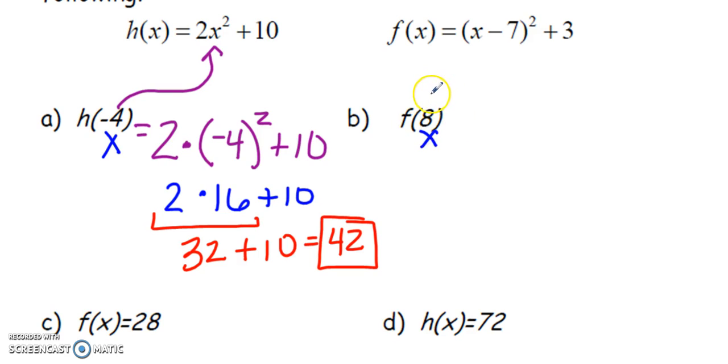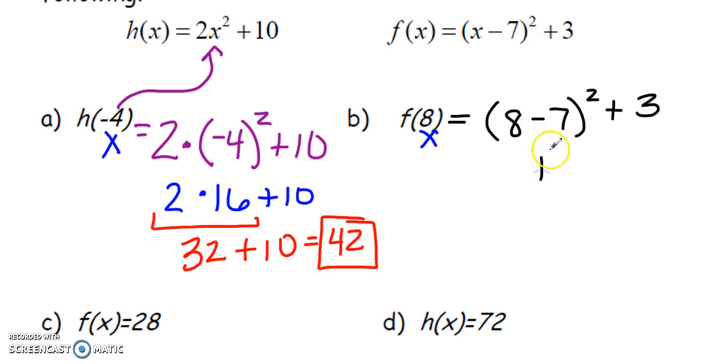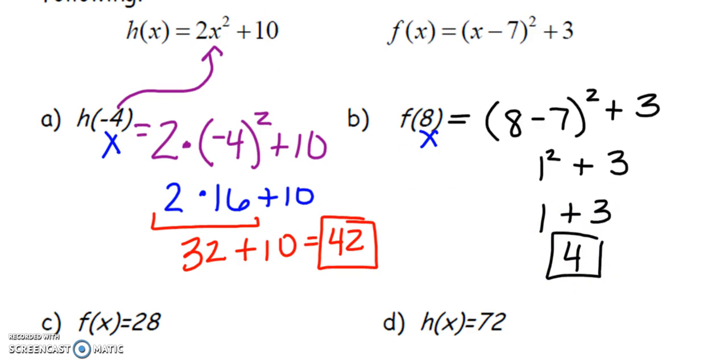Same example over here, except with a different function. So we have 8 minus 7 squared plus 3. 8 minus 7 comes out to a value of 1. 1 squared, or 1 times 1, is also 1. And 1 plus 3 is an answer of 4.